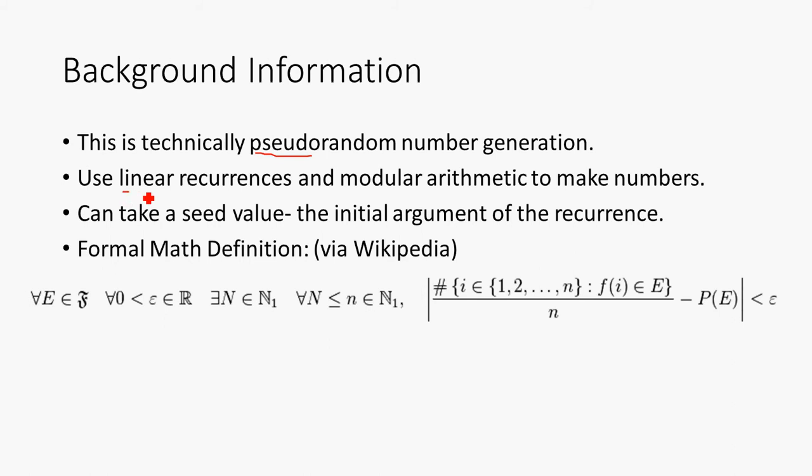What we do here is we use linear recurrences, which we just talked about, and modular arithmetic, which we also just talked about, to make numbers. Now these recurrences take what's called a seed value, or the initial argument of the recurrence, just a place to start from. And this is the formal definition from Wikipedia. Have fun trying to decipher this. But what this is basically saying is that the function f, the function that we're using to generate these numbers, converges to the actual probability distribution. So f is going to converge to p given some epsilon greater than 0.